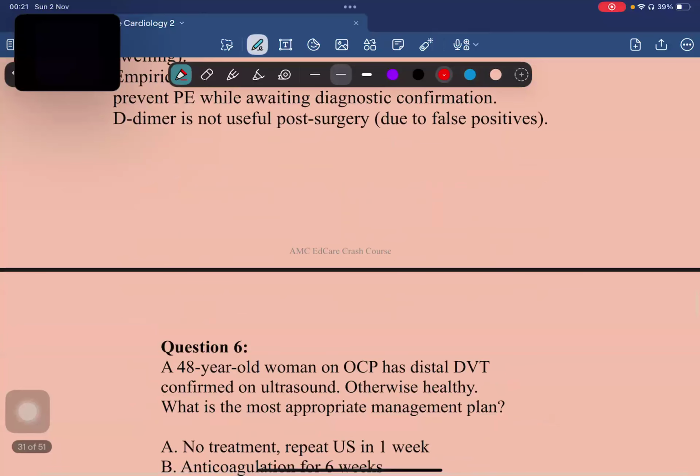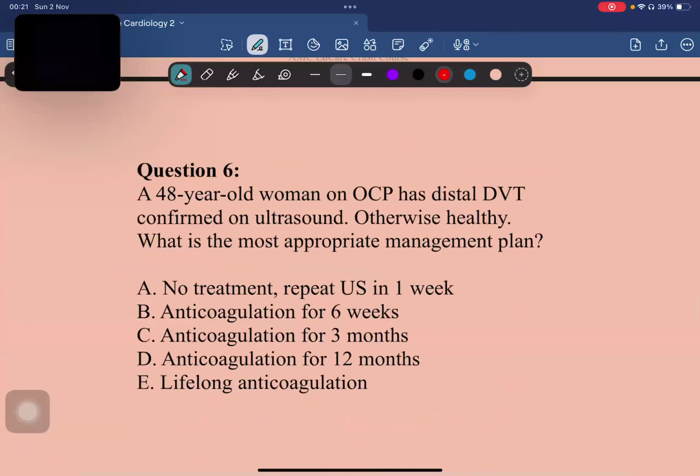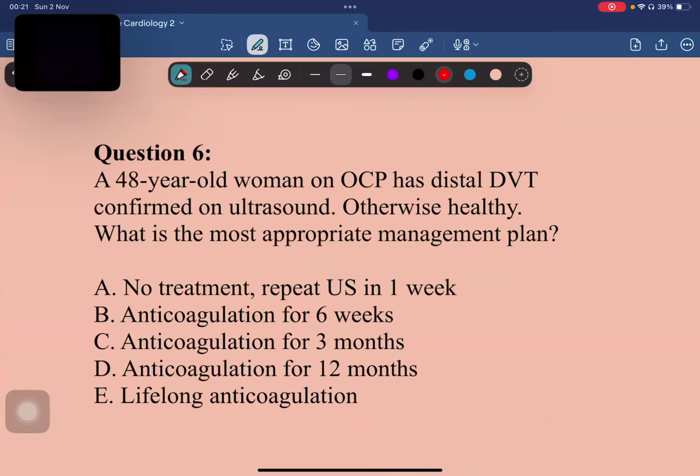So yeah, we do have another question. Let's try to do that as well. In here, we have a 48-year-old woman on oral contraceptive pills, has distal DVT, confirmed on ultrasound, and otherwise healthy. What is the most appropriate management?